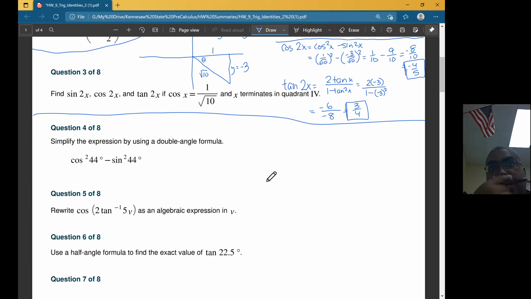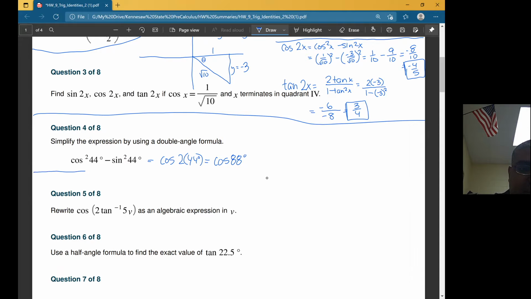Okay, number 4. Number 4 says simplify the expression by using the double angle formula. So if cosine squared something minus sine squared something, we know that that is equal to cosine of 2 times whatever that something is, which is 44, which is cosine of 88 degrees. That's all we need for that one. I probably should have written up here to save some space. Matter of fact, yeah, let's do that.